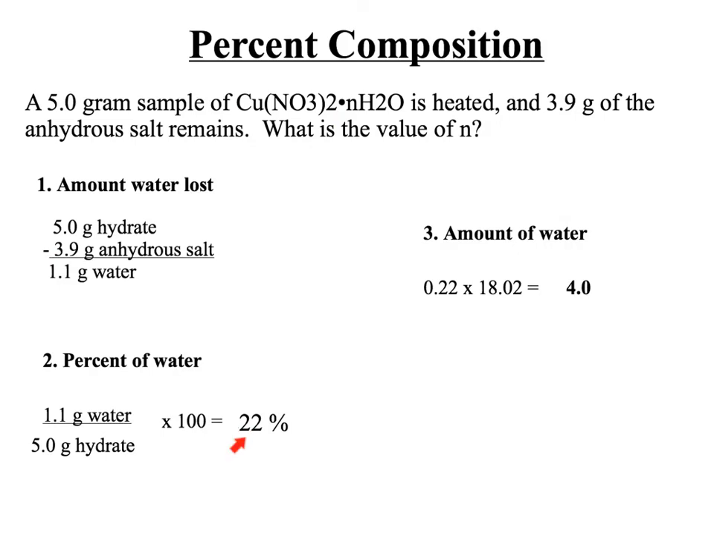We take our 22%, we change that to decimal form, 0.22. We determine the mass of water to be 18. We multiply the 22 by 18, and we get 4. So we would have copper(II) nitrate with 4 H2O.